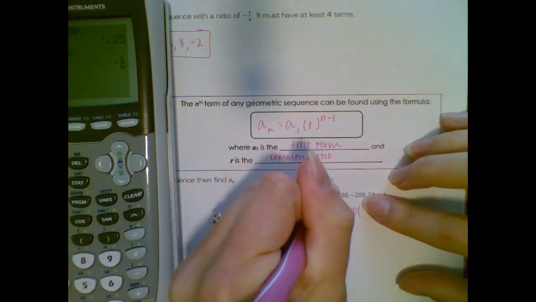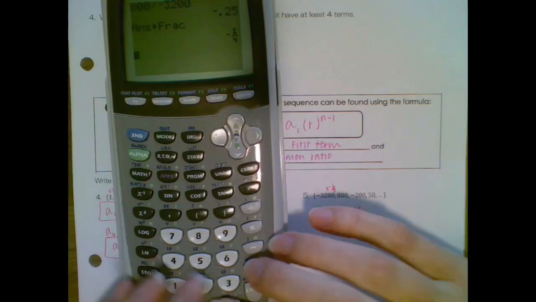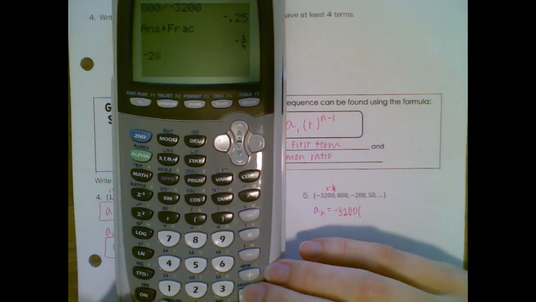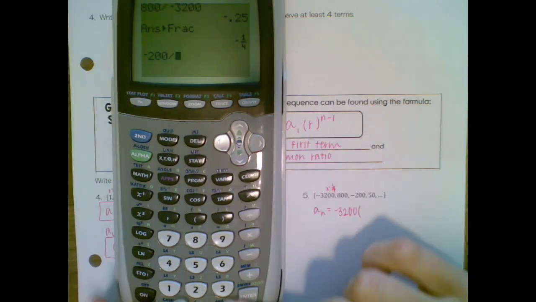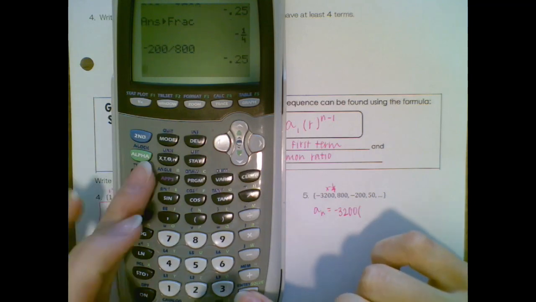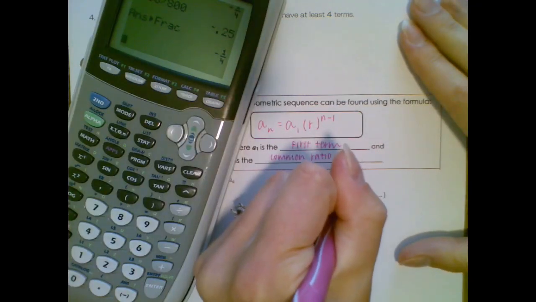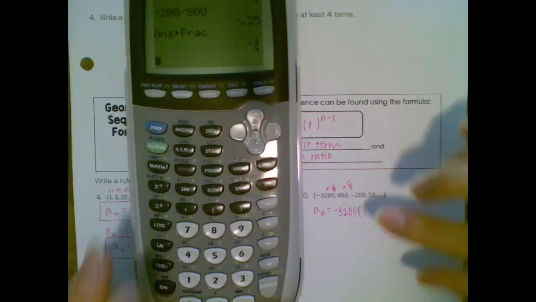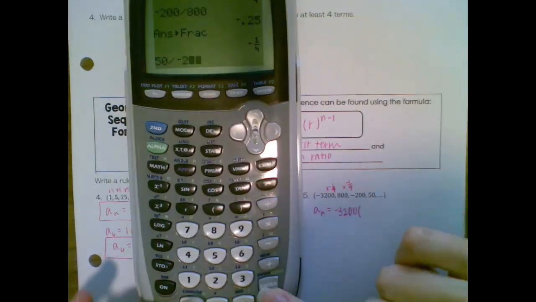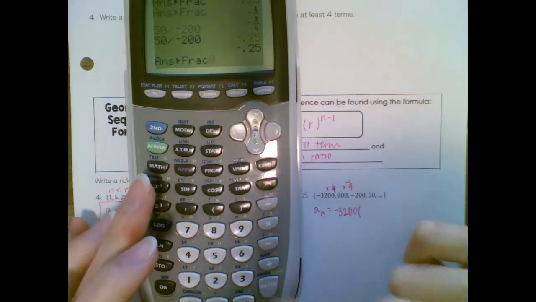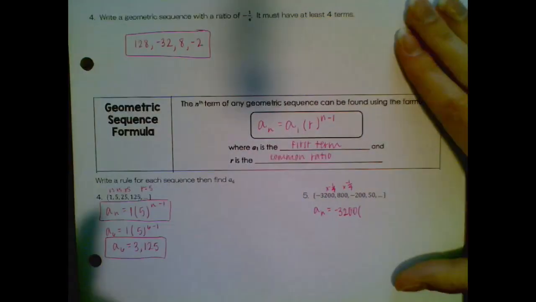Let's see if that occurs here. So negative 200 divided by 800. Got negative 1/4 again. That's promising. Let's do 50 divided by negative 200. Got negative 1/4 again. Perfect.